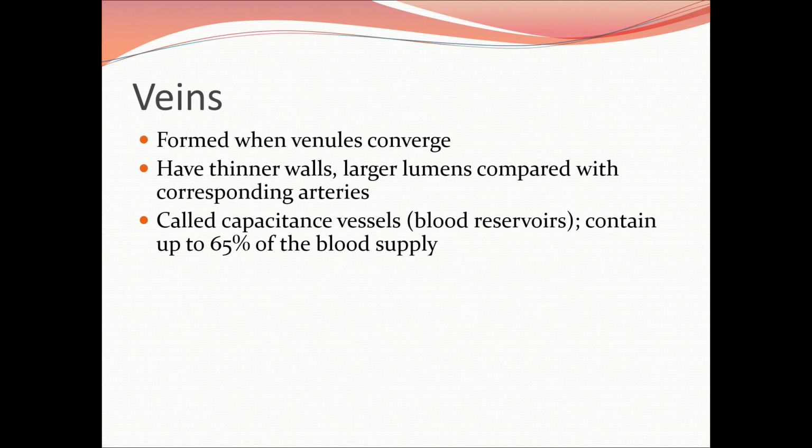Veins are formed when the venules converge. Veins have thinner walls, yet larger lumens compared with corresponding arteries. Veins are called capacitance vessels or blood reservoirs, and they contain up to 65% of the blood supply in the body.